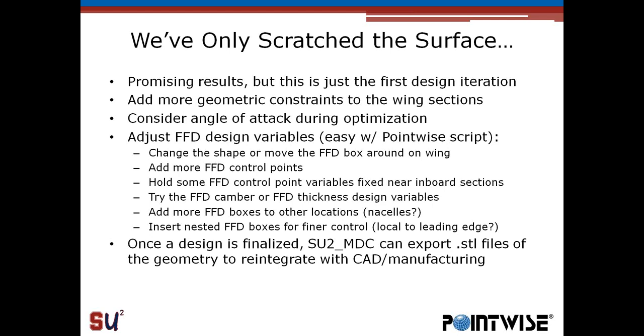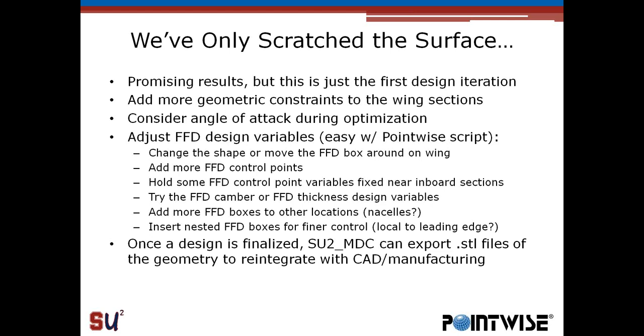One is you can add more geometric constraints to the wing, for instance. Like we pointed out, we may want to add some maximum thickness constraints to the wing. You may want to consider angle of attack during optimization. So rather than making these large-scale changes to the wing in order to trim the aircraft, you may want to change the angle of attack and make smaller changes to the wing.